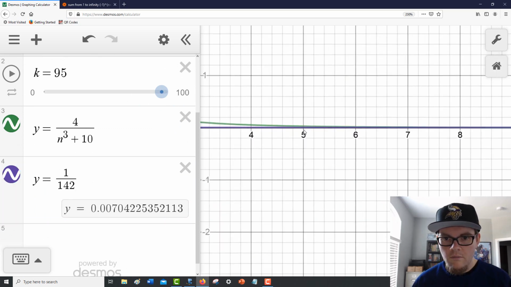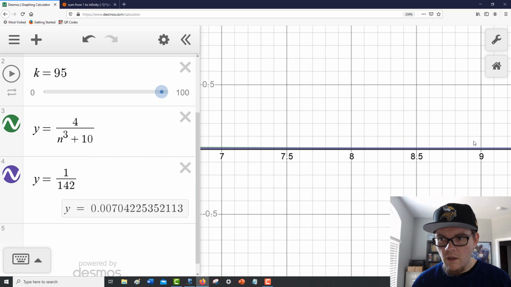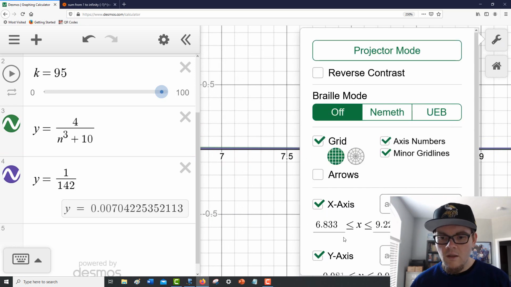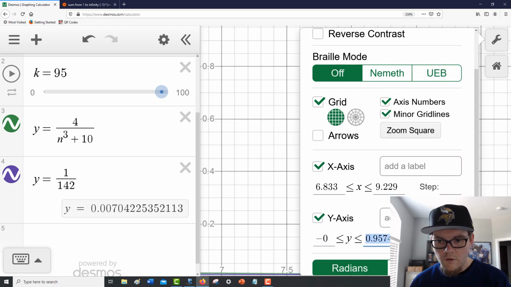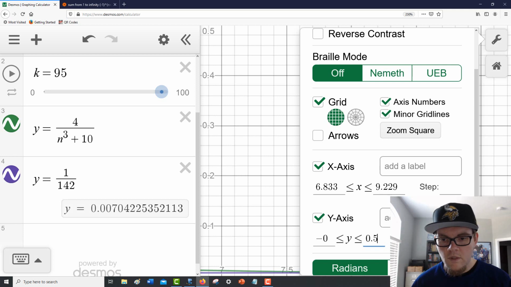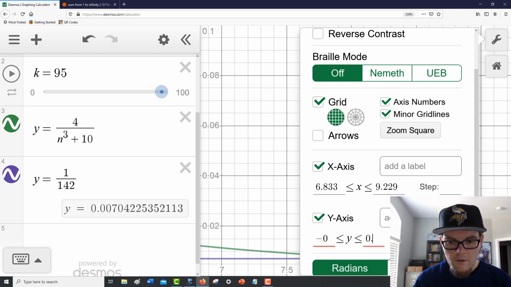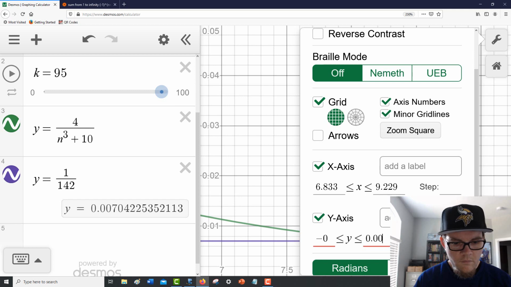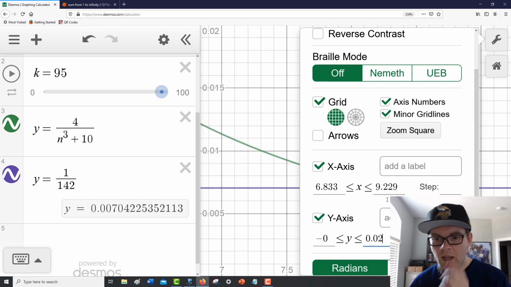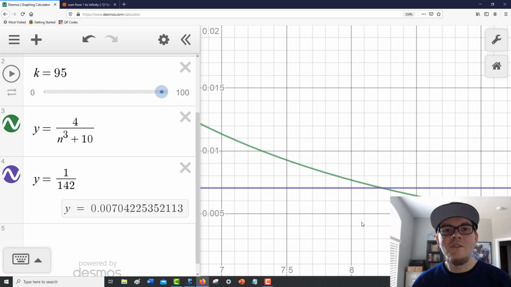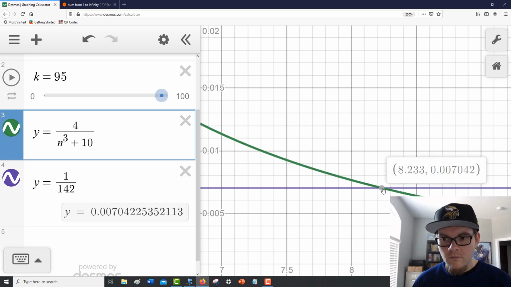So looking in here, let's see. Oh, it's just too hard for me to see. Let's make this y-axis go from 0 to 0.5. Nope, still not small enough. 0.1, 0.05. Too small. Aha! I don't know if you can see it. I was just trying to get it so I'd see those two things crossing. So there it is. It says that those two things cross, or have the same value, when n is 8.233.